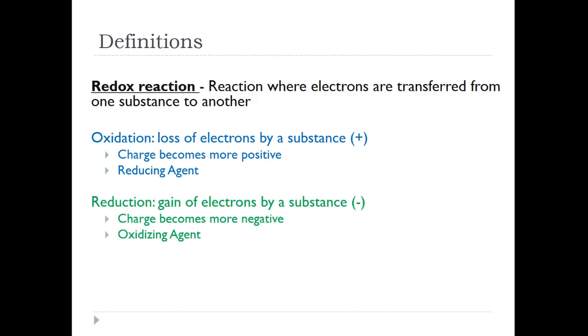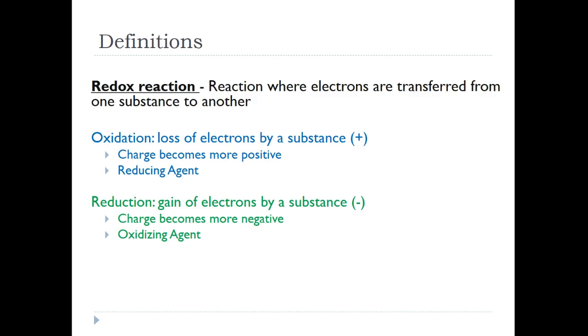So reduction is the element or substance that gains an electron. Since electrons are negative, when it gains an electron, its charge becomes more negative, as the little negative sign is showing us there. And the thing that's being reduced or undergoing reduction is called the oxidizing agent. When we're looking at oxidation and reduction, even though I have the little plus and little minus charges, that doesn't mean that the thing that's got a positive charge is being oxidized and the thing that has a negative charge is being reduced. That just means the thing that's being oxidized has a positive change in its charge.